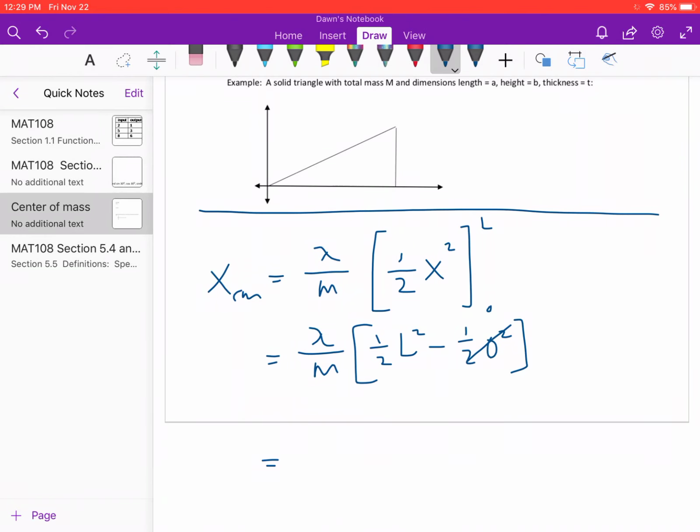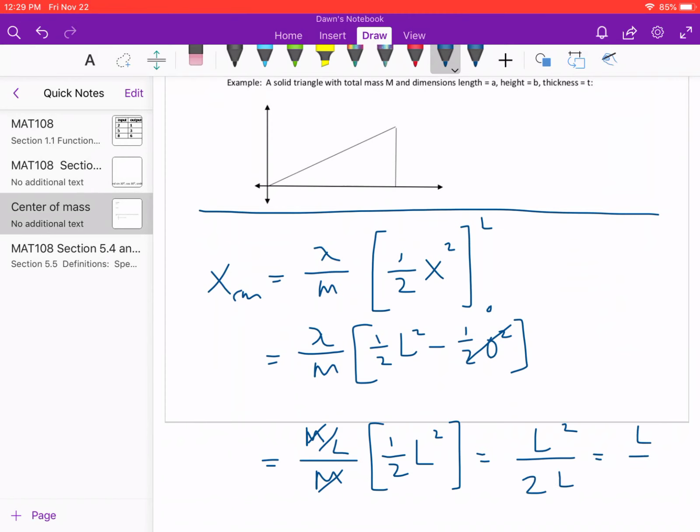And so finally, I'm almost there. I end up with lambda. Now, what was lambda again? Lambda was M over L. There's my lambda divided by the big mass times 1/2 L squared. I just need to simplify that. Here I've got a mass divided by a mass. I have a 2 out here, so it's going to be L squared over 2L, which gives me L divided by 2. And that's exactly what we thought.